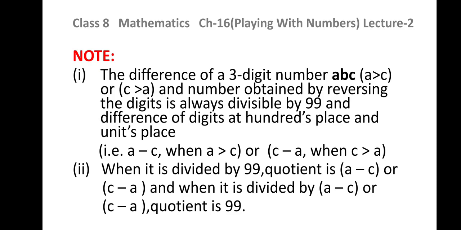So we have learned that the difference of a 3-digit number A, B, C and the number obtained by reversing the digits is always divisible by 99, and by the difference of the digits at hundreds place and units place, that is A minus C when A is greater than C, or C minus A when C is greater than A. Second point, we have observed that when it is divided by 99, the quotient is A minus C or C minus A, and when it is divided by A minus C or C minus A, the quotient will be 99.